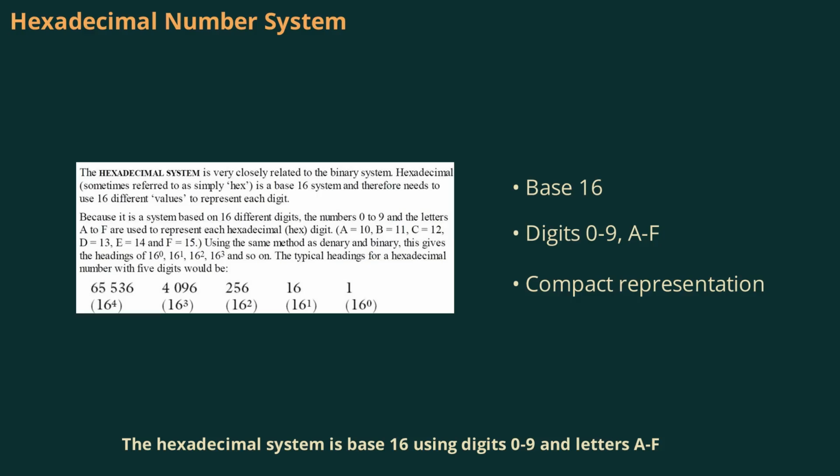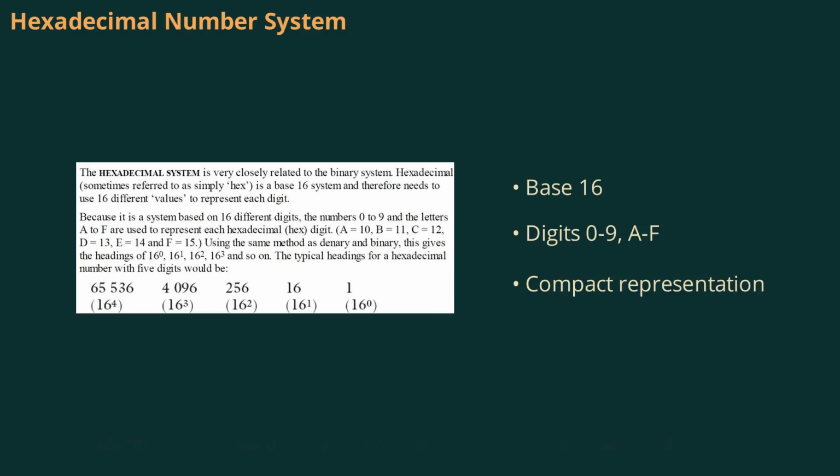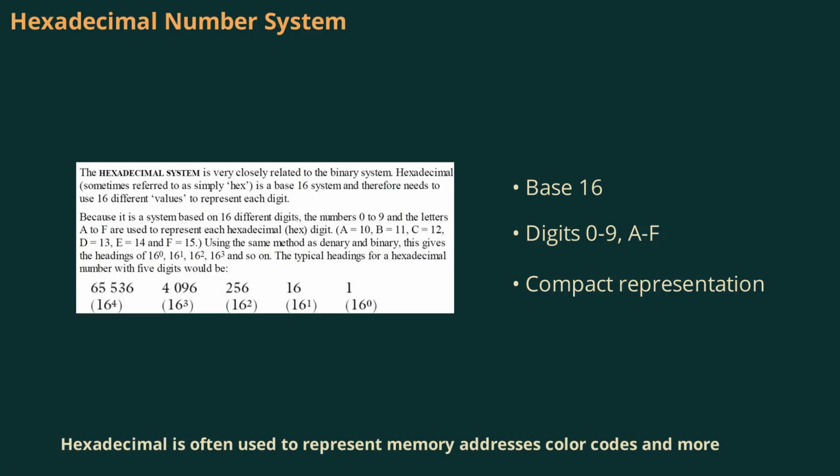Hexadecimal system is base 16, using digits 0-9 and letters A-F. It's widely used in computing because it's more compact than binary and easier for humans to read. For example, the binary number 11111111 is simply FF in hexadecimal. Hexadecimal is often used to represent memory addresses, color codes, and more.